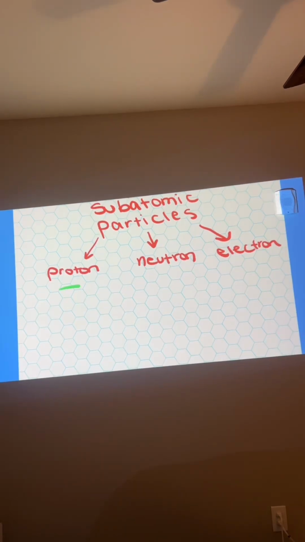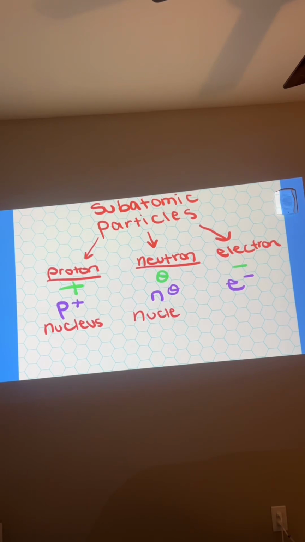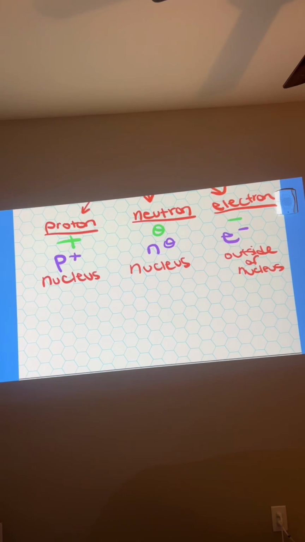The charges of these are going to be: protons will be positive, neutrons will be neutral, and electrons will be negative. Where these are located is relevant when we draw atoms. The protons and neutrons are going to be in the nucleus, and the electrons are going to be outside of the nucleus. Why do we care about this?